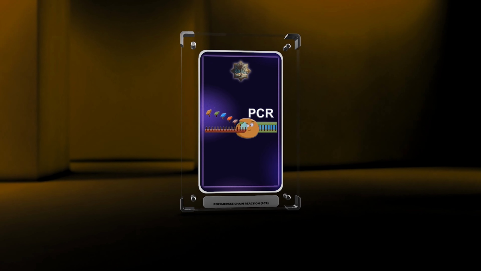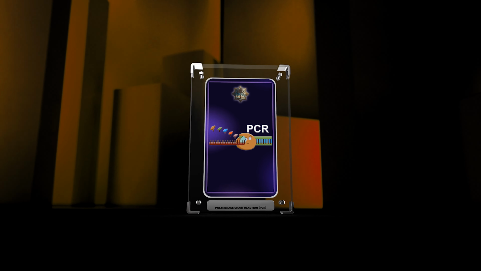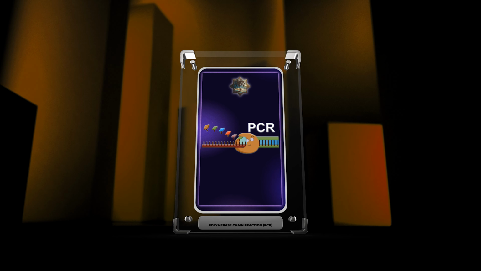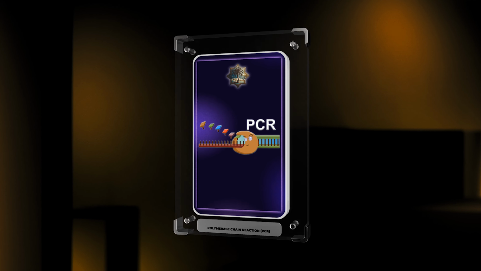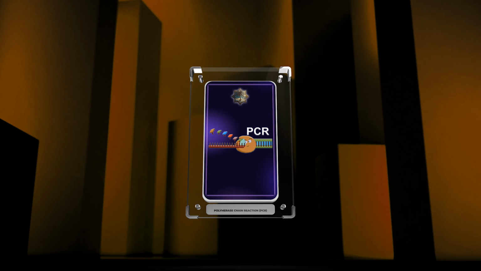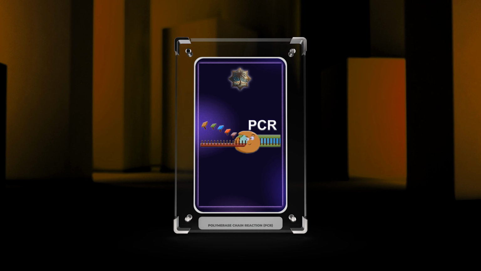Hello, medical students. Today, we will be discussing an important technique in molecular biology called polymerase chain reaction, PCR. PCR is used to amplify specific DNA sequences, enabling their analysis and identification. Throughout this lesson, we will explore 12 different variants of PCR, each with its own unique mechanisms and applications.